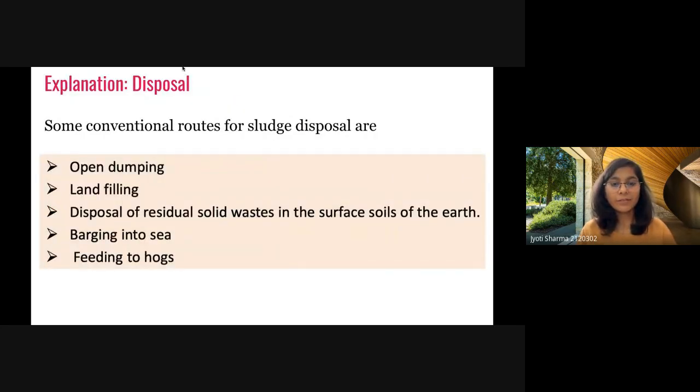So these are some conventional methods, but the most common is that we should have this sanitary landfill.